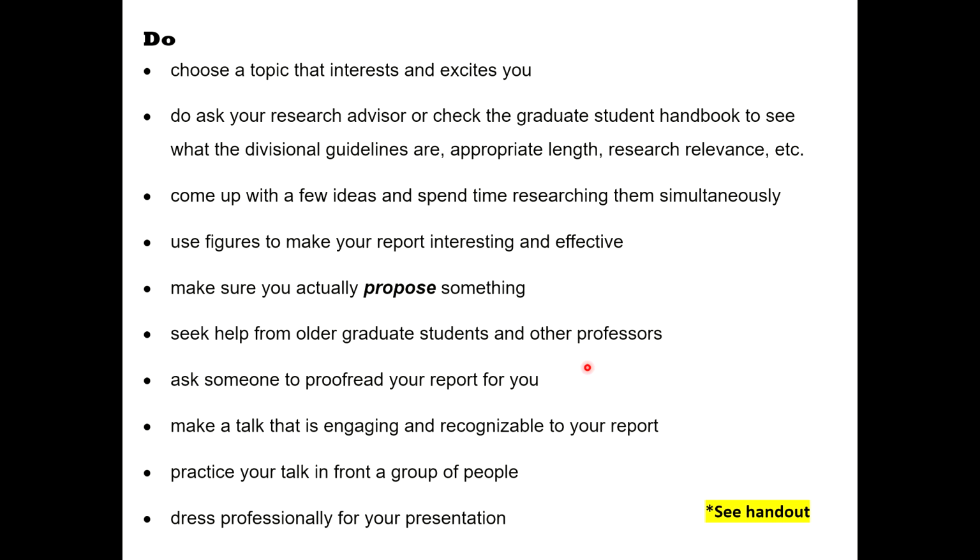Please have someone proofread your report for you. I know that sounds silly, but just do it.